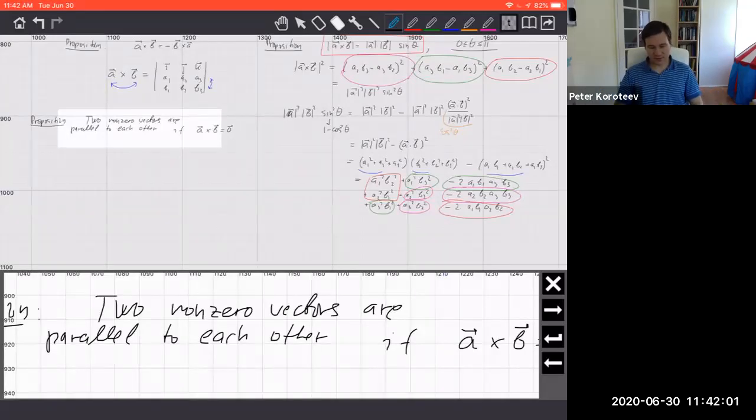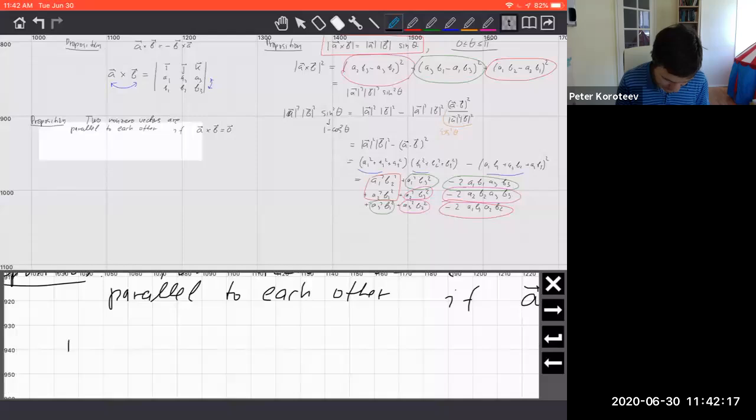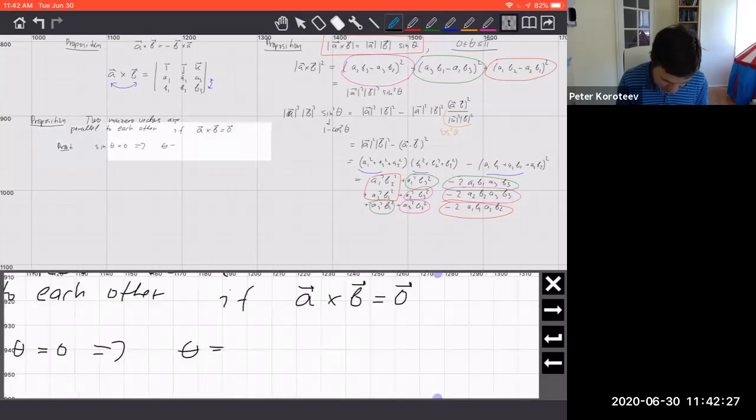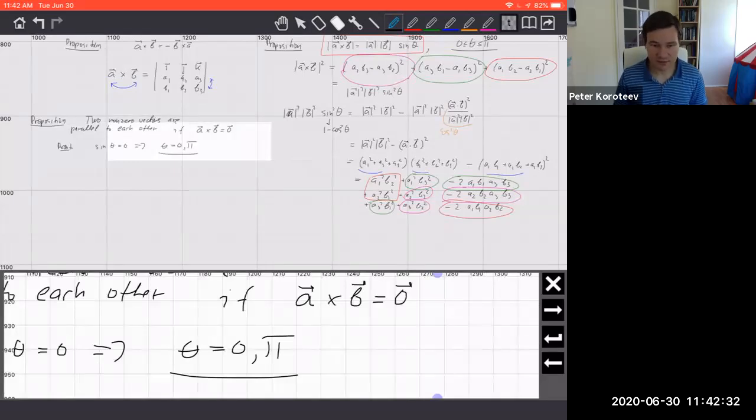Right, so indeed, if the vector is non-zero, then the sine of the angle between those vectors is defined by this cross product. And therefore the sine is equal to 0. So the proposition implies that sine theta is equal to 0. That happens only when theta is equal to 0 or pi, which means that the vectors are parallel to each other. Questions?